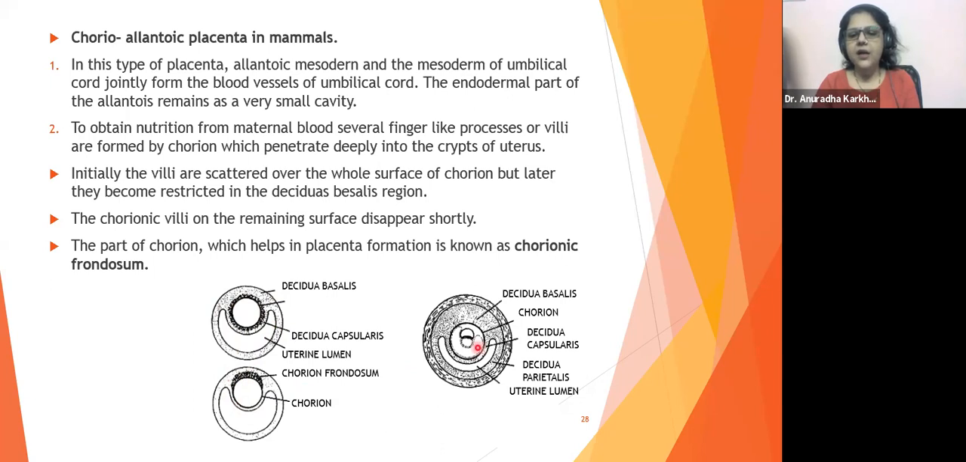And ultimately what will happen? See, this is the decidua basalis. Chorion. You can see the chorion very clearly. This is the decidua capsularis. Here you can see the bilaminar layer, that is the ectoderm and the endoderm being formed over here. Can you see this? Right? And this is the uterine lumen. So in this way, the growth is going to take place entirely for the complete 9 months of the fetus.